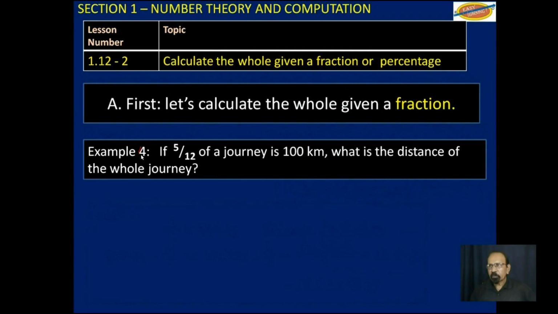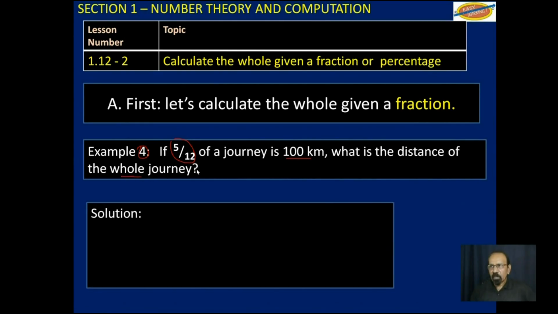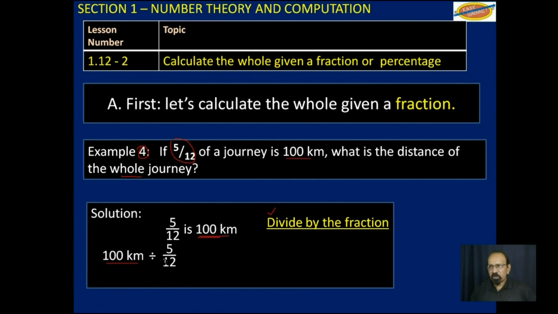Example 4. If 5/12 of a journey is 100 kilometers, what is the distance of the whole journey? So 5/12 is 100 kilometers. Remember what we said, divide by the fraction. 100 kilometers divide by 5/12, which becomes 100 kilometers multiply by 12/5, which would give us 240 kilometers.